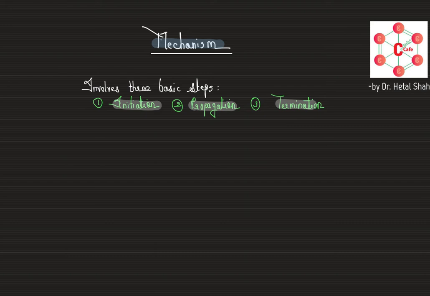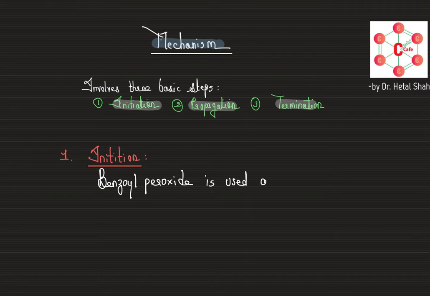Let us start with the first step, the initiation step. How do we initiate a free radical addition reaction? Normally we have to generate a free radical, and in order to make a free radical, we have to use a free radical initiator, something which can generate free radicals. So here benzoyl peroxide or any other peroxide is used as initiator.